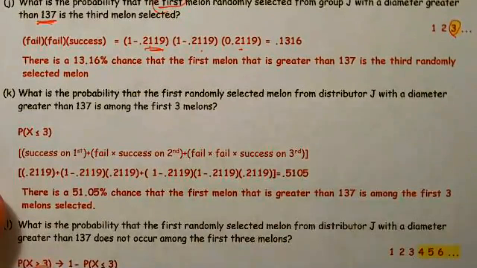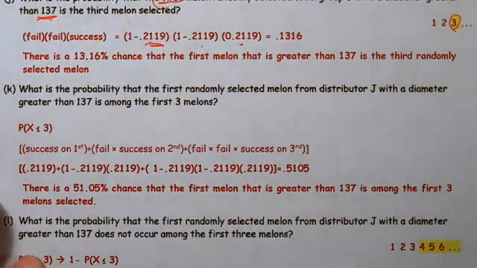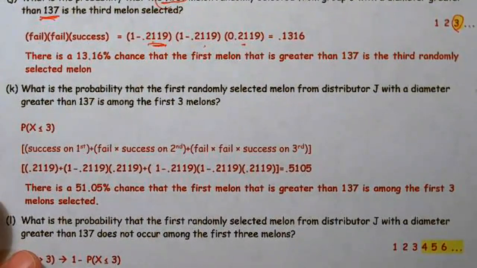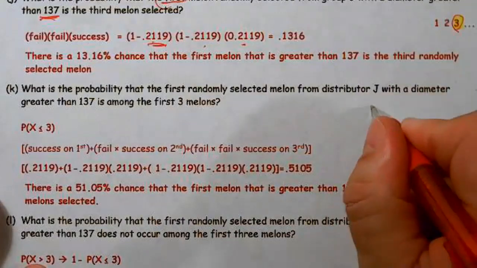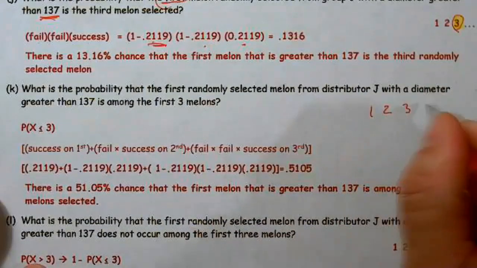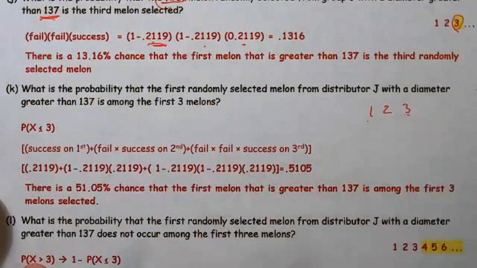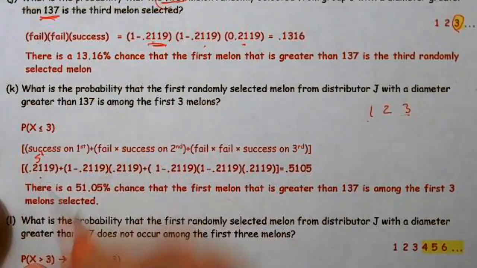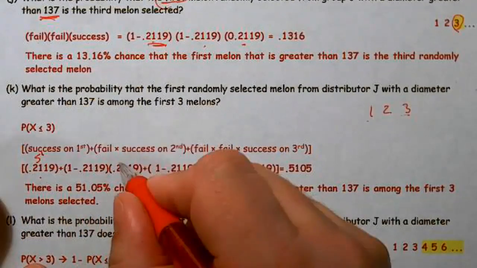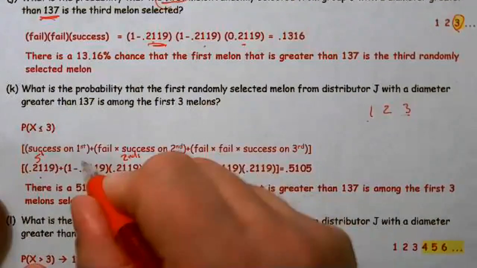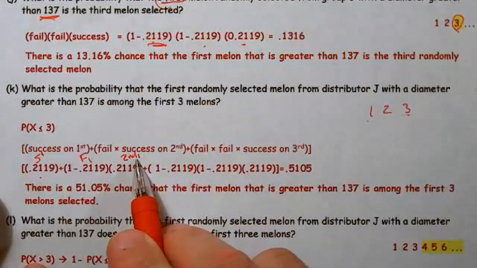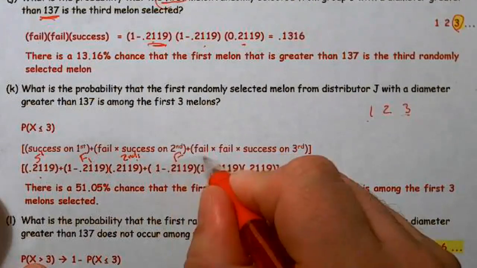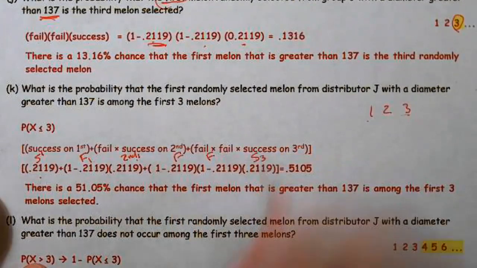Part K. What's the probability that the first melon randomly selected from distributor J with the diameter greater than 137 is among the first 3? And I didn't make a number line, which is a shame. That means it could have been the first one, the second one, or the third one. One of these, I don't care which one, has to be the right size. The probability of success on the first one is 0.2119. The second would be a fail on the first, and then a success on the second. Then for the third, I need a fail, a fail, and then a success on the third.